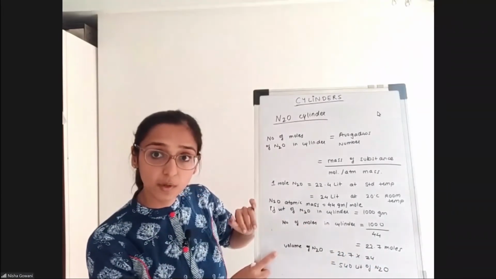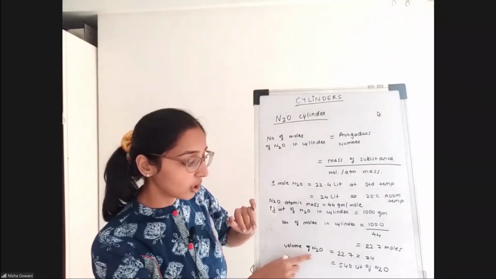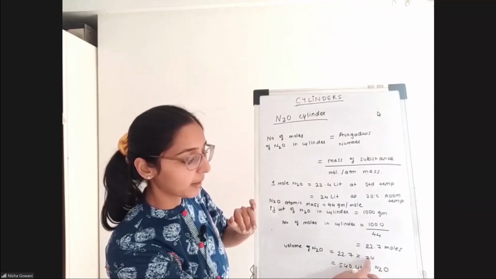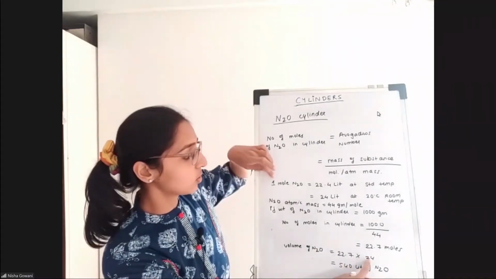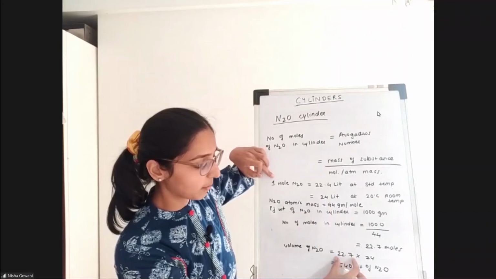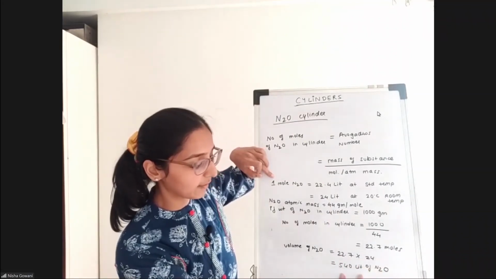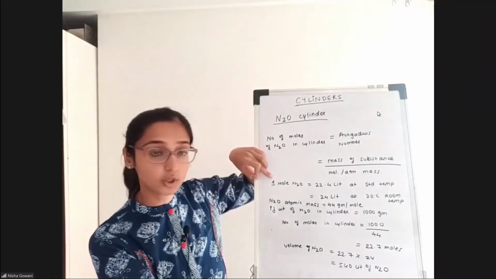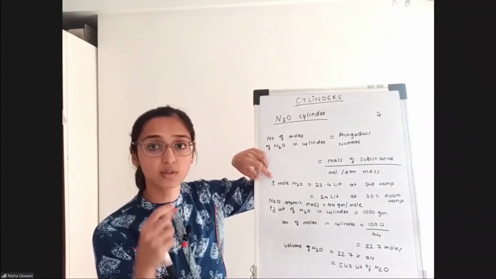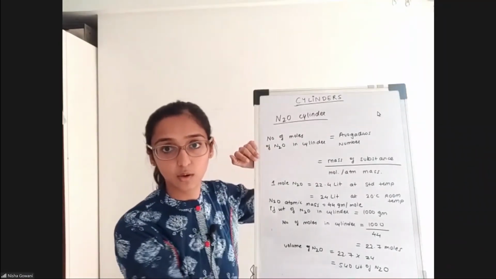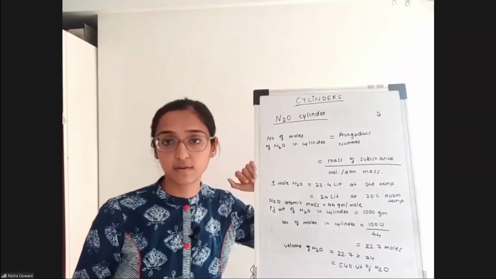So what is the volume of nitrous oxide that it will yield? You multiply the number of moles by 24 liters, since 1 mole is 24 liters at room temperature. So the number of moles multiplied by 24 will give you 540 liters of nitrous oxide. Ultimately, what we got to know is that 1 kg weight of nitrous oxide will yield 540 liters of nitrous oxide gas. So this is how you will calculate for nitrous oxide.